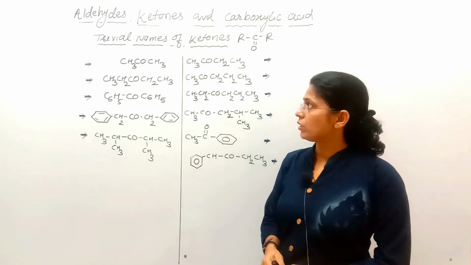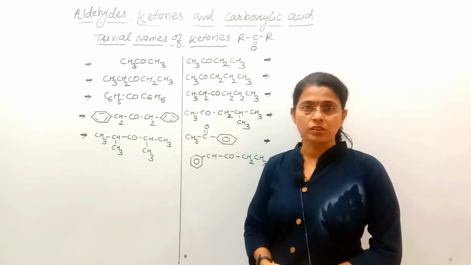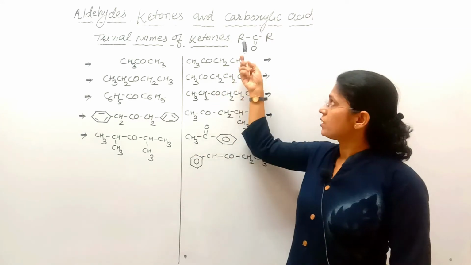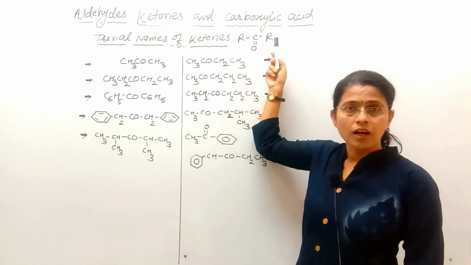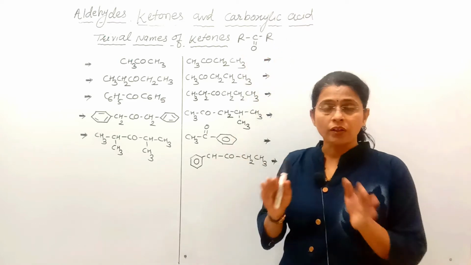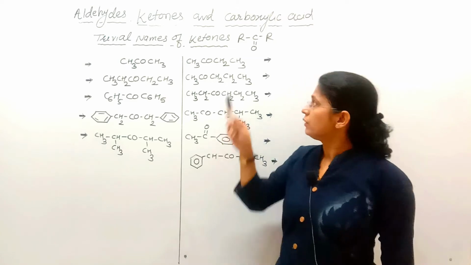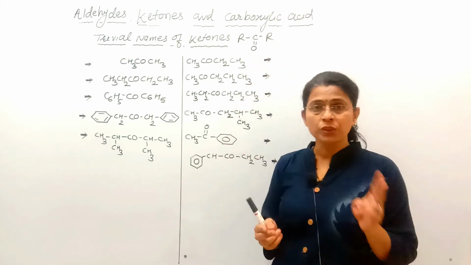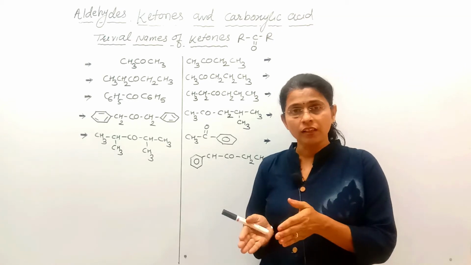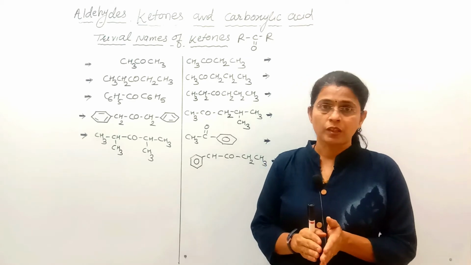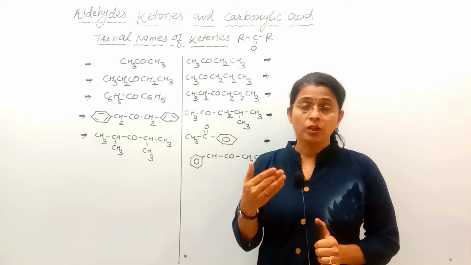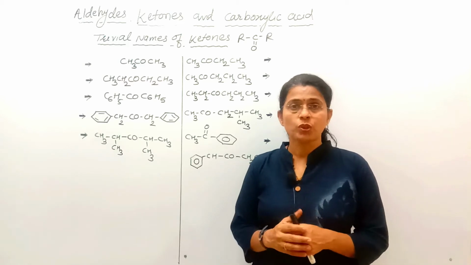Today we are going to study the naming system for ketones. In case of ketones, the representation is RCOR. The carbonyl group contains two alkyl groups on both sides. These two R's may be two alkyl groups, two aryl groups, or one alkyl and one aryl group. So when we want to name ketones, we want to give common names or trivial names to the ketones.